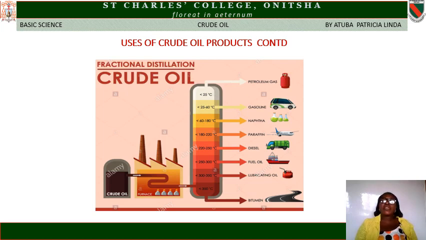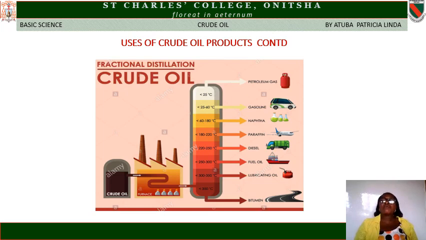The next one is naphtha. Naphtha is separated at 60 degrees Celsius to 180 degrees Celsius. And when it is separated, it is used as solvent. Solvent is chemical that is used to remove other chemicals, to remove stains.